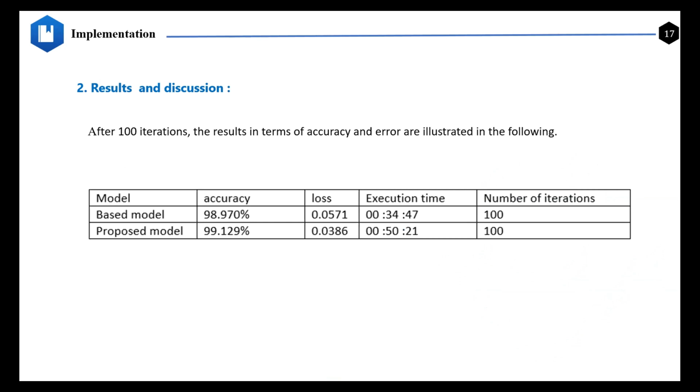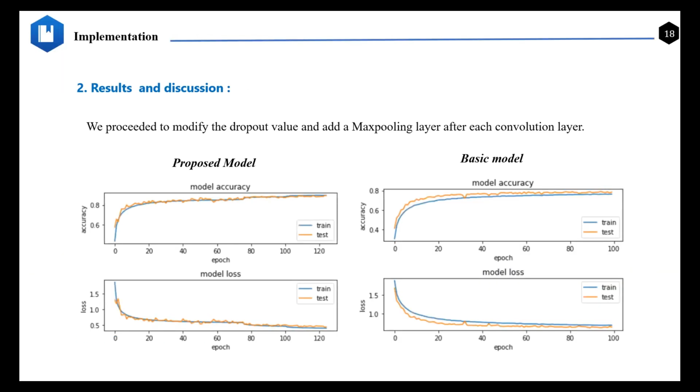So after this iteration, the results in terms of accuracy and error are illustrated in the following. Summarizing the results obtained in the table, we noticed an error rate of 3%, which means that there are some images out of 10,000 misclassified, with an accuracy rate of 99%, which largely exceeds that of the basic model. And from the figure, the learning and testing accuracy increases with the number of epochs. This reflects that at each epoch, the model learns more information. On the other hand, we found that the learning and validation error decreases with increasing number of epochs.